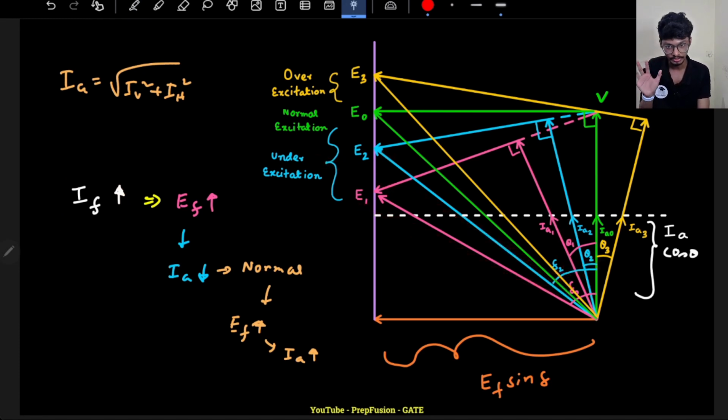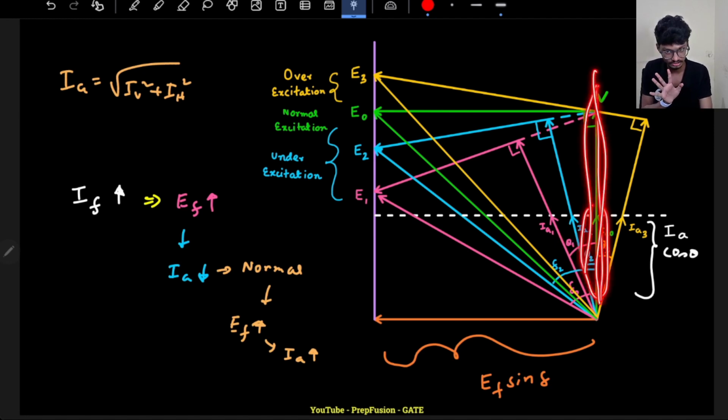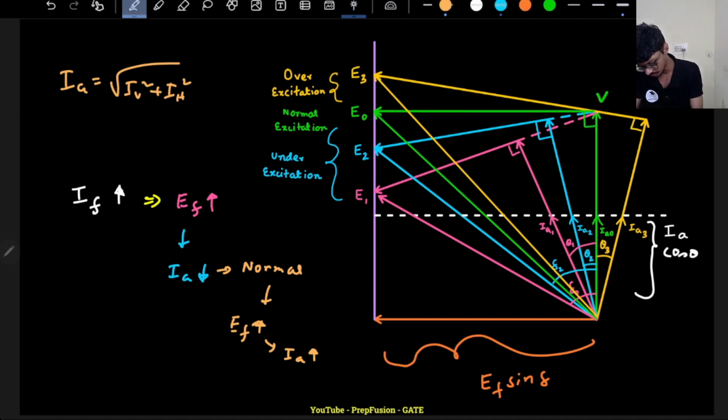That is also known to me. Theta is also reducing, if you see. This was theta 1, then theta 2 is here. So it is reaching closer to V. V is fixed, so my current is reaching closer to V. So theta is reducing.